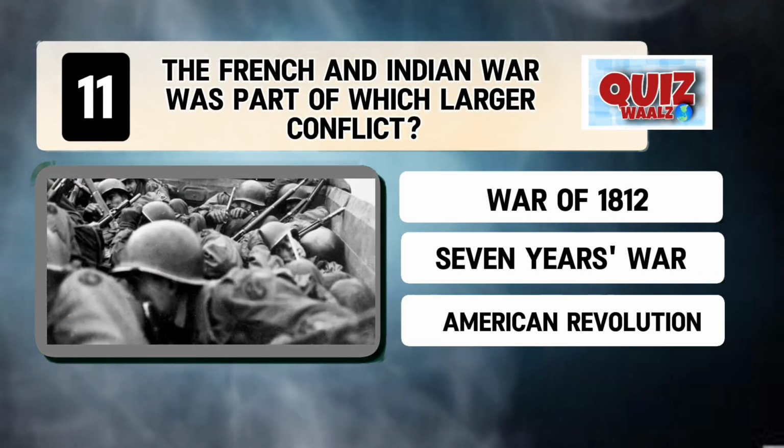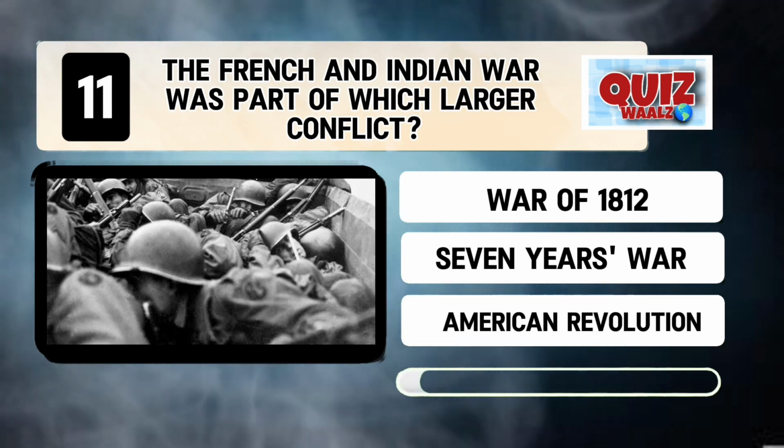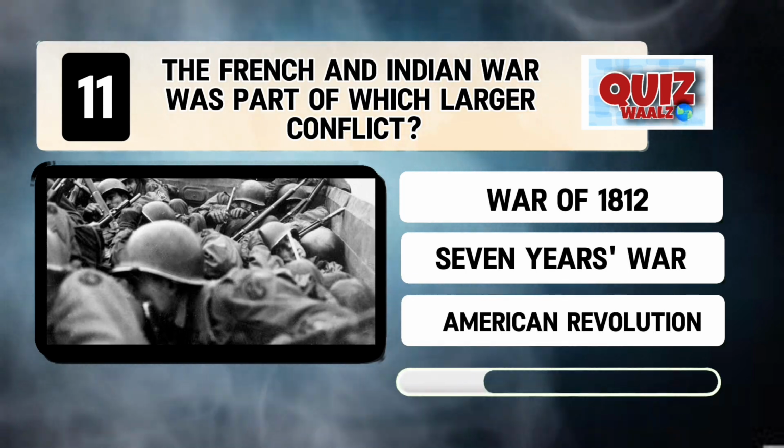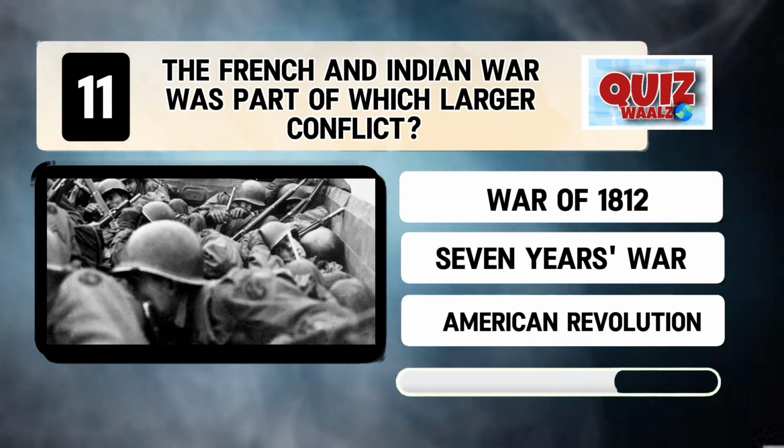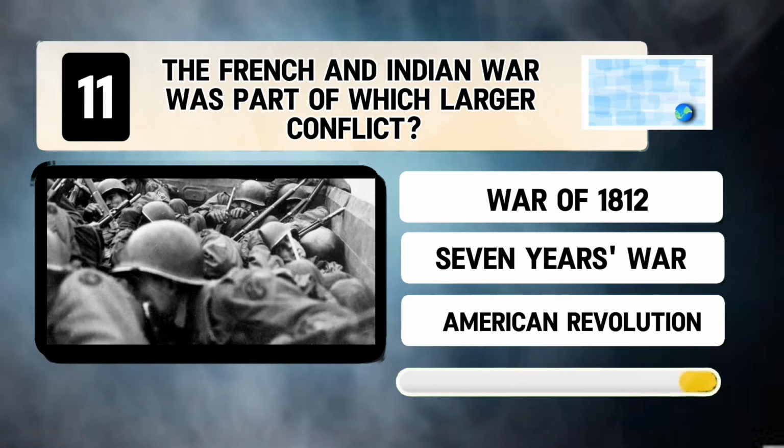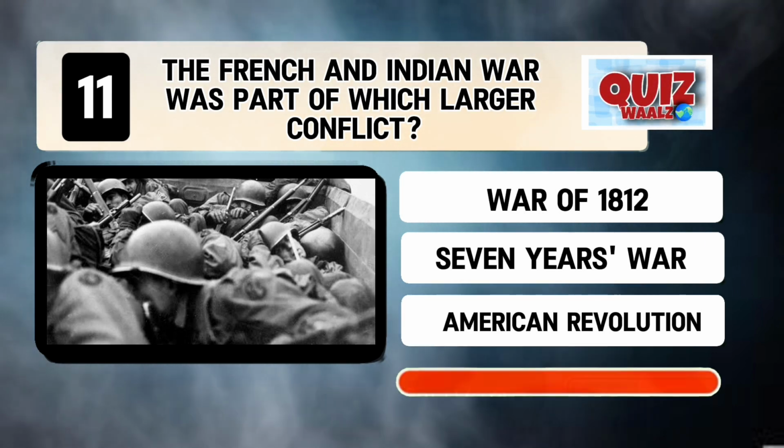Part 2, French and Indian War and British Policies, 1754 to 1775. Question 11. The French and Indian War was part of which larger conflict? A. War of 1812, B. 7 Years' War, C. American Revolution. 7 Years' War.